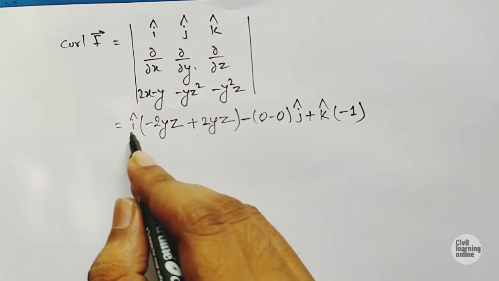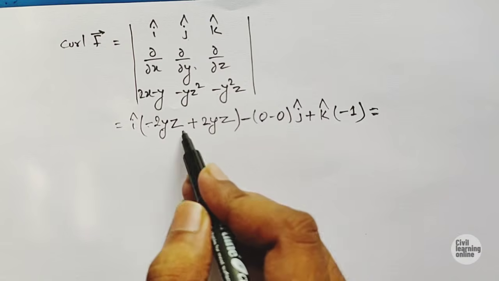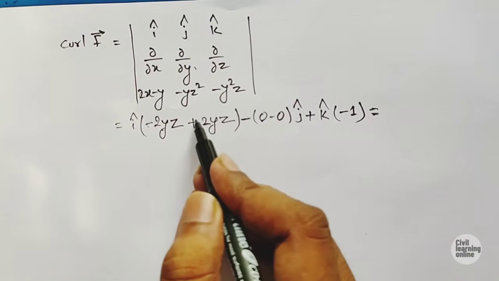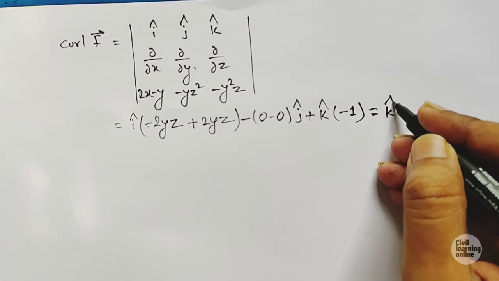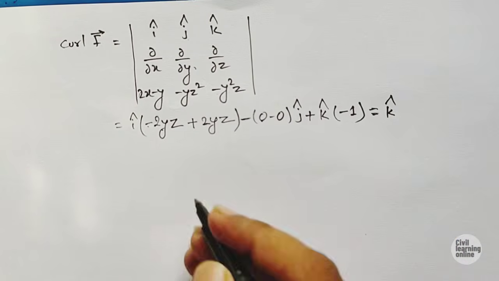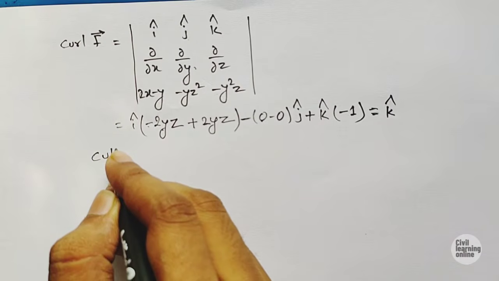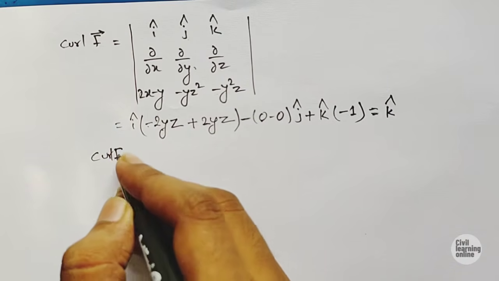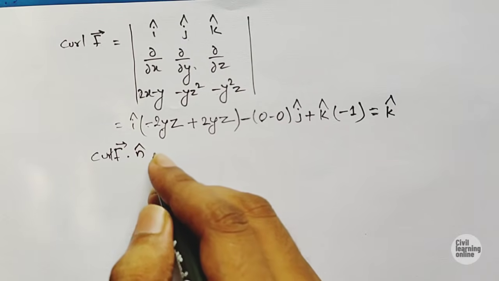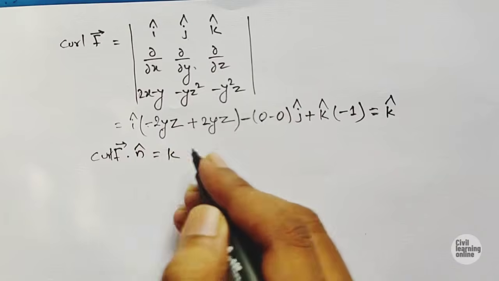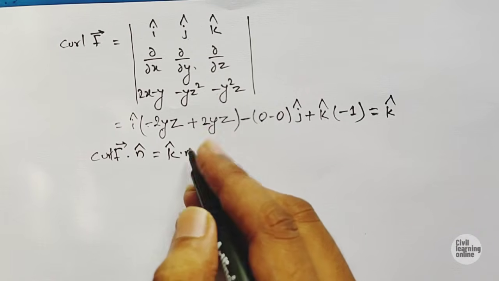So the final value of curl F will be, see here, minus 2yz and 2yz, which will get cancelled. So we will have curl F equals k unit vector. Now we need to multiply the curl F vector with the unit vector n, and the curl F value is the unit vector k cap multiplied by n cap.